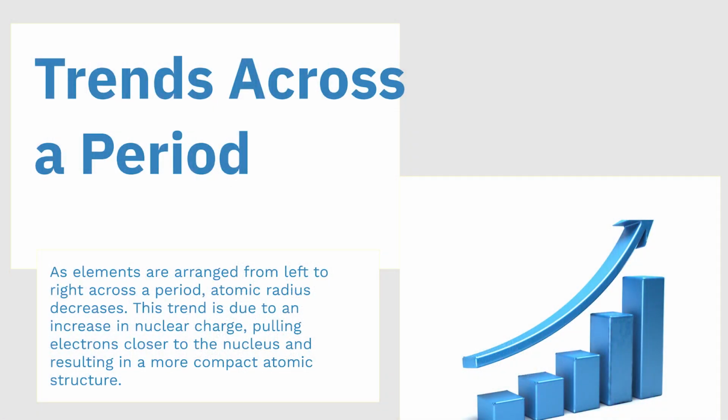As you move from left to right across a period, atoms get smaller. Why? Well, the protons in the nucleus are pulling electrons in closer, making the atom more compact. But as you move down a group, atoms get bigger because each new period adds a layer of electrons, increasing the distance from the nucleus.